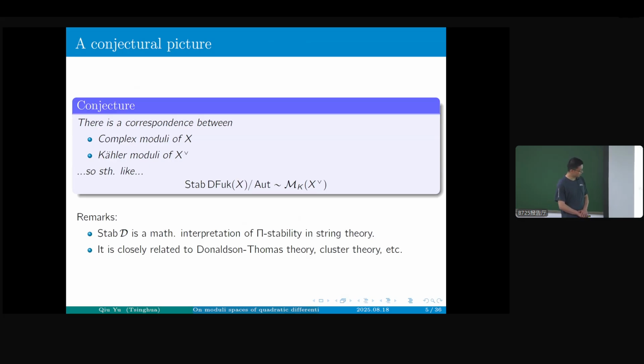This is closely related to many theories like Donaldson-Thomas theory, cluster theory, and more. This stability condition is a mathematical interpretation of pi-stability in string theory. For example, in Professor Sun's talk, he mentioned a stability given by the degree and rank. That's a canonical stability condition, which is a point in the space of stability conditions.